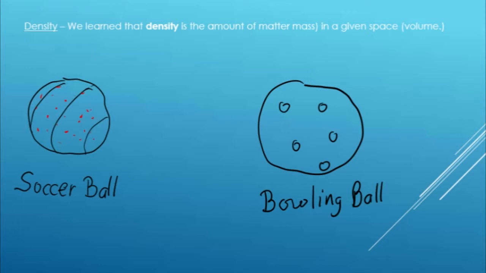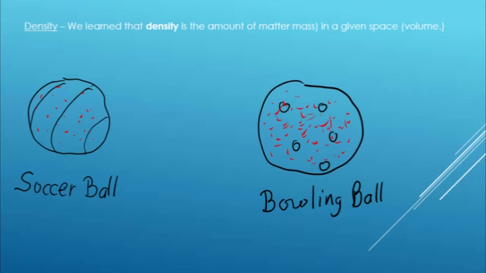Now let's look at a bowling ball, which takes up about the same amount of volume or space as the soccer ball. When I put in dots representing the molecules or mass of the bowling ball, I would have to put in a whole lot of these because we know that a bowling ball is much more dense. Lots of molecules in there.